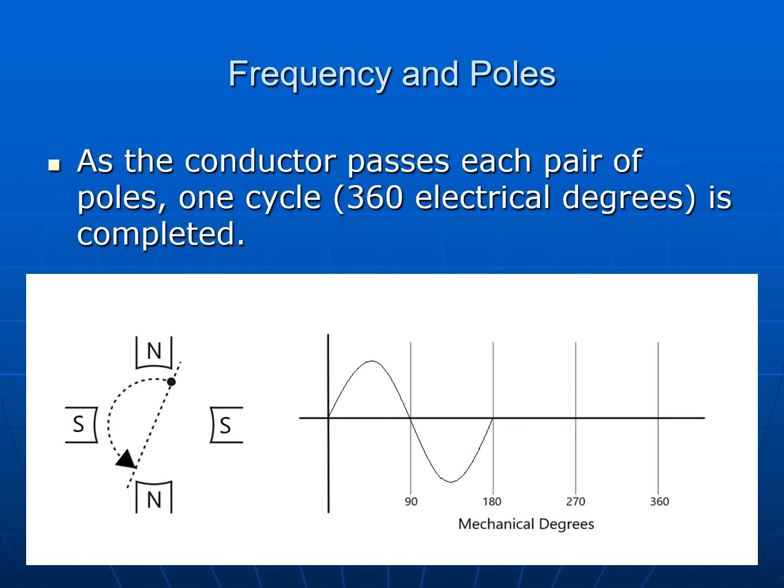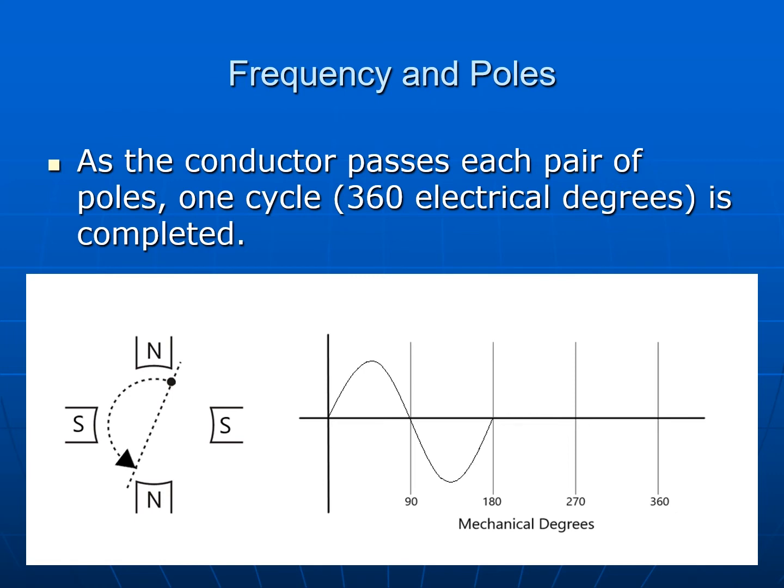Now, if you look at the generator that we have on the screen, this is a four-pole generator. So since I'm going to pass by a north and a south, I actually complete passing by two different poles within 180 degrees of mechanical rotation. That means I've completed 360 electrical degrees, but I've done it in 180 mechanical degrees.